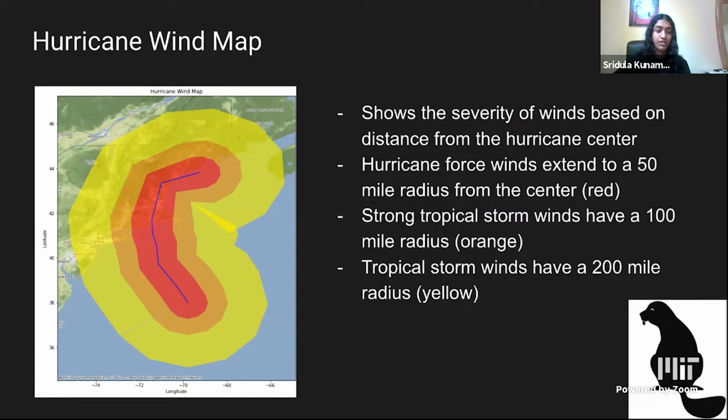In the orange, which is a 100-mile radius from the center, we have the strong tropical storm winds, which are less severe but can still cause danger in certain areas, especially when combined with flooding. And finally, in the yellow, which is a 200-mile radius from the center, these are the tropical storm winds, and they are the least dangerous of the winds, but still cannot be taken lightly.